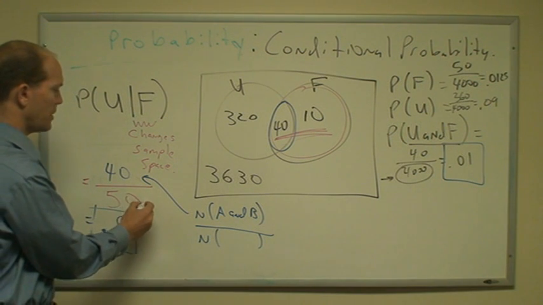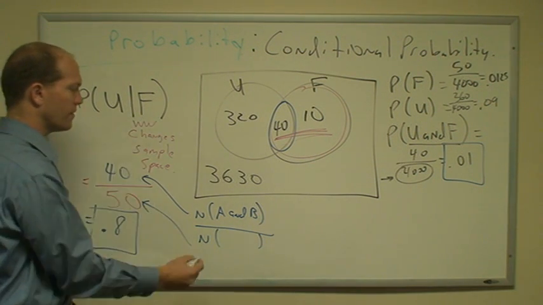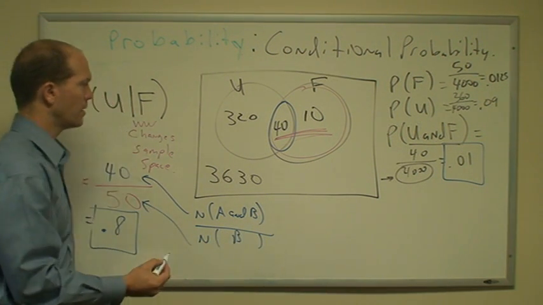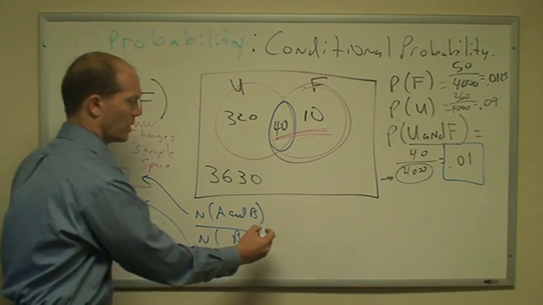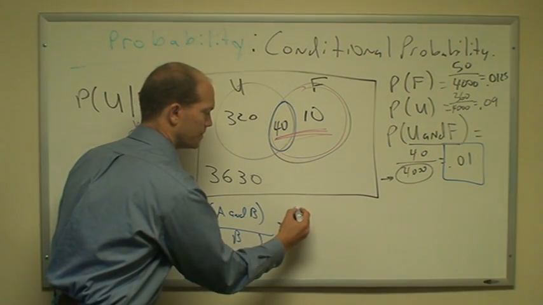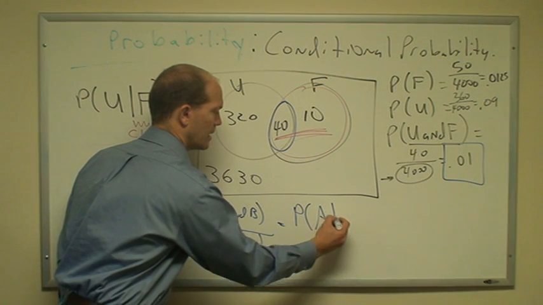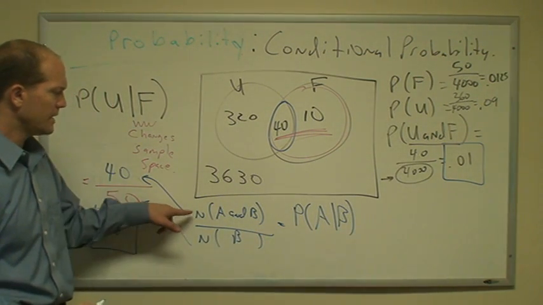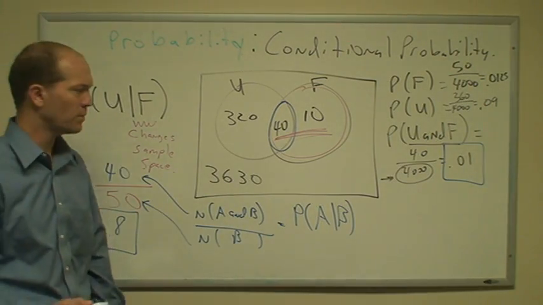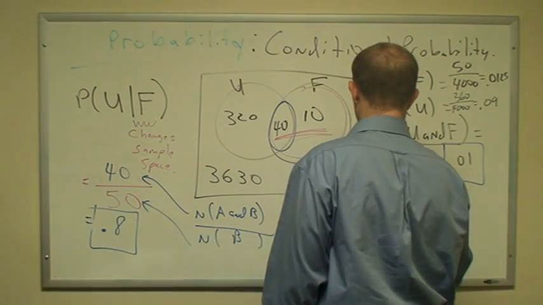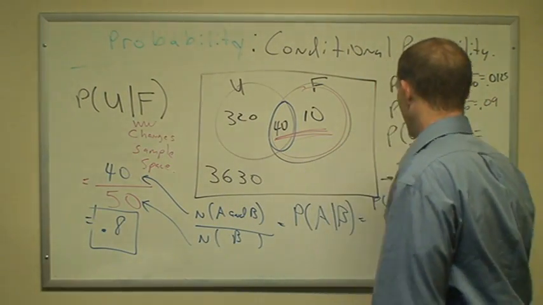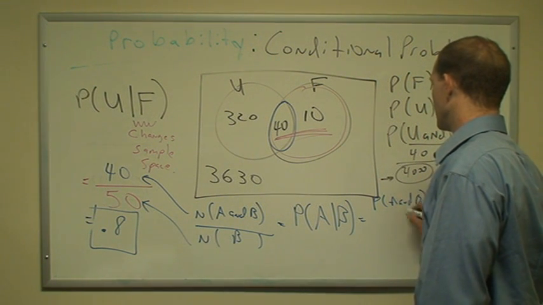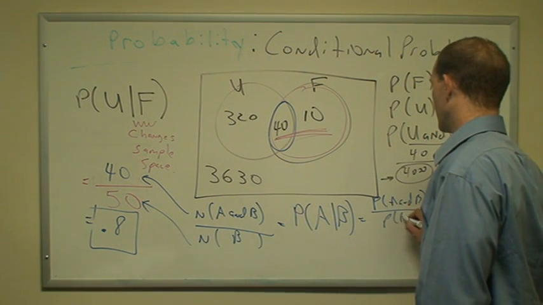Here, this denominator was the number in F. In general, that would be B, the second thing. So this is going to be our generic formula for the probability of A given B, which is on the next slide. Now, I did this in terms of numbers. Very frequently, that will be the case. This is equivalent to the probability of A and B divided by the probability of B.